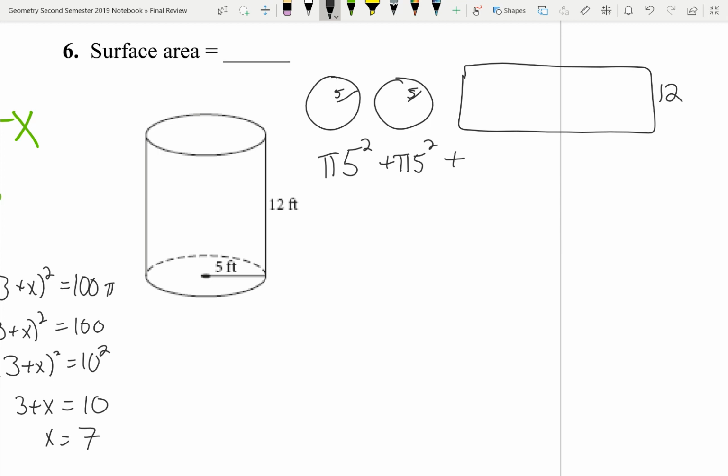What's that going to be? Well, that is the same as the distance all the way around the circle. Right? This distance around the circle is the same as the top of the rectangle. So we know that the circumference is just 2 pi r. Oh, but we know the radius. The radius is 5, so 2 pi times 5, or 10 pi.